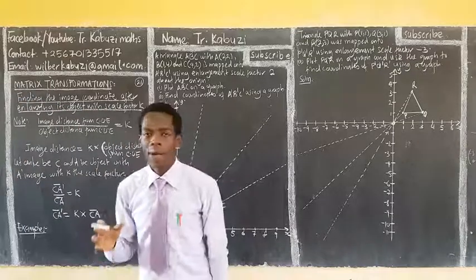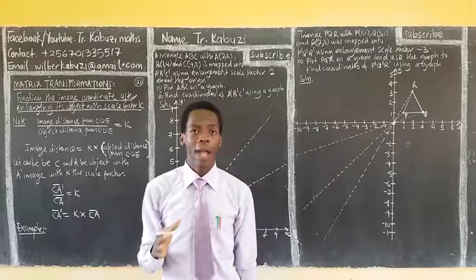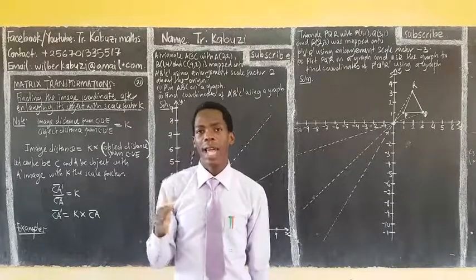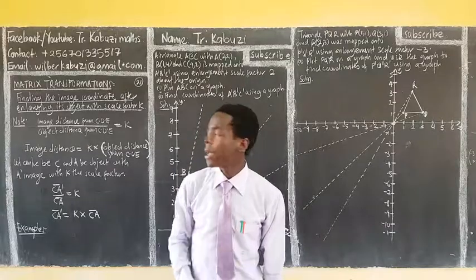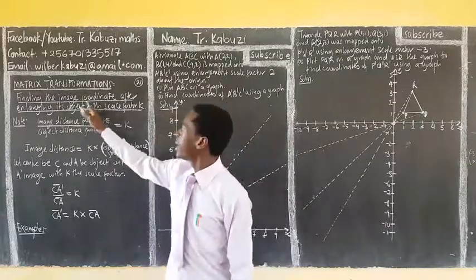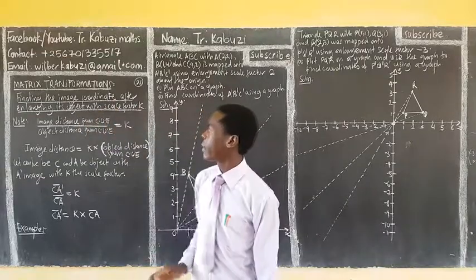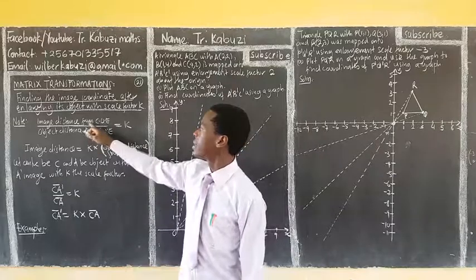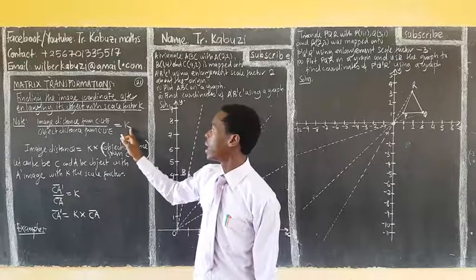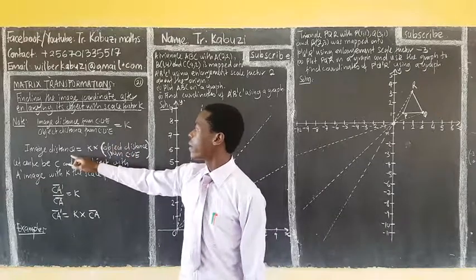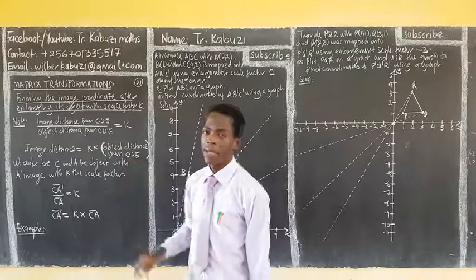Okay, now members, we are going to see how we get the coordinates of the image of an object using a graph when they have given you the scale factor. Let us see. Finding the image coordinate after enlarging its object with scale factor k. Remember that the image distance from the center of enlargement over the object distance from the center of enlargement is equal to k. So the image distance is always k times the object distance from the center of enlargement.